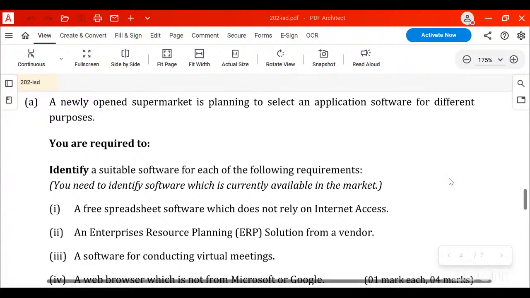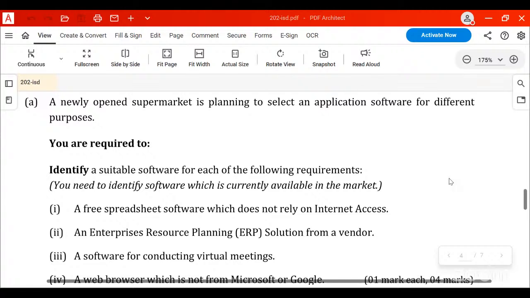Some free software is there, but that requires internet access, right? But here, LibreOffice Calc. LibreOffice Calc, right? That is an example, and that is supposed to be free. If you say Excel, that is wrong. Why? Because Excel is not free.